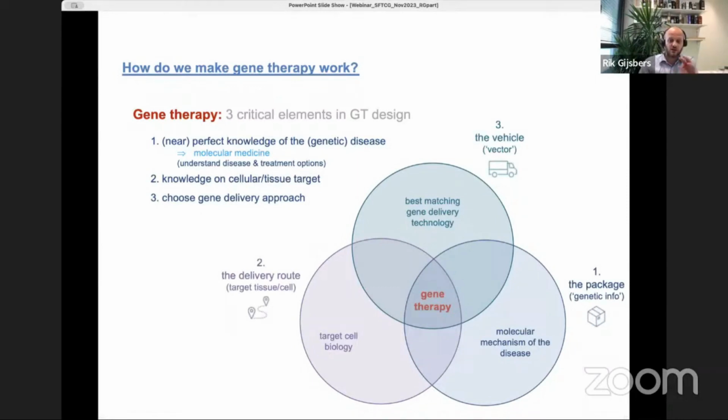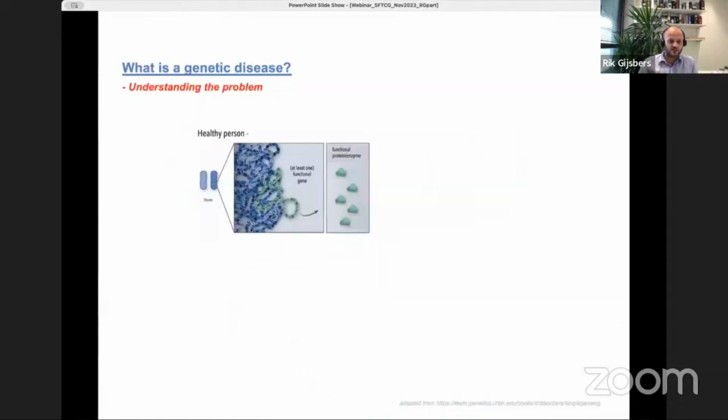First of all, we have to define the package, the delivery of genetic information to cure, halt, or prevent a disorder. Second, we will have to define a specific delivery route. Thirdly, we also have to define which kind of vector or which kind of vehicle we're going to use to transfer this genetic information. Let's take this step by step.